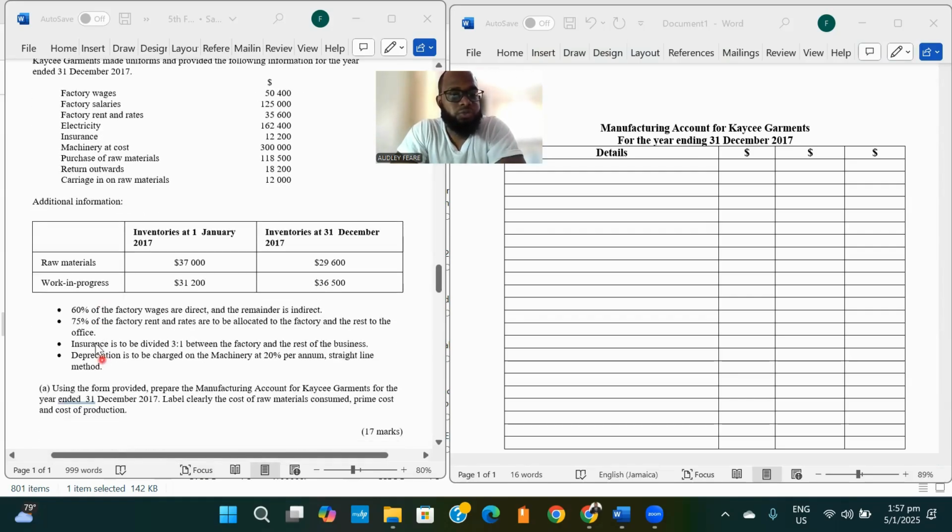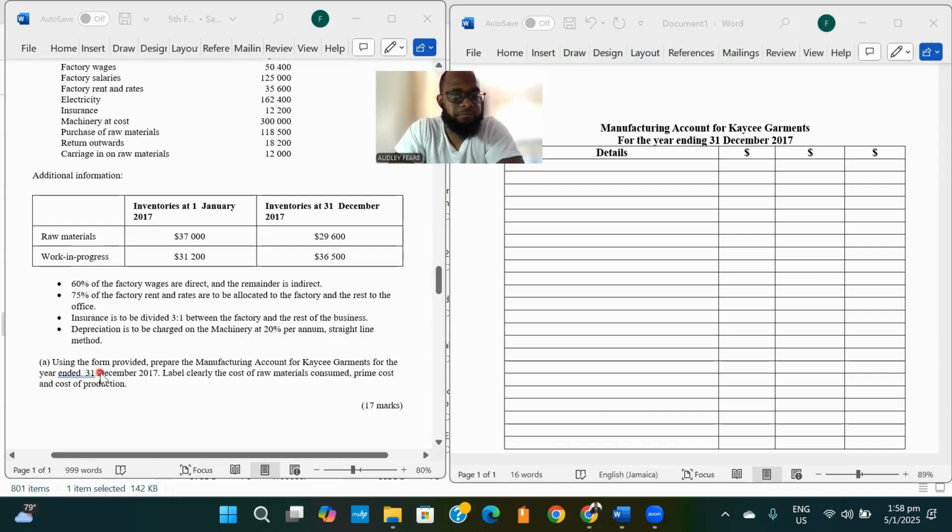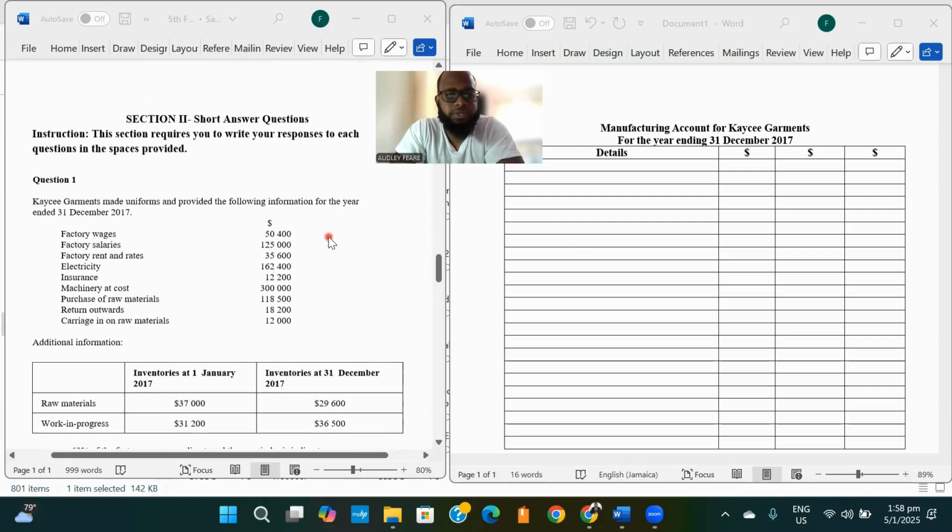All right, so scroll down. It says 60% of the factory wages are direct, and the remainder is indirect. 75% of the factory rent will be allocated to the factory, and the rest to the office. Insurance is divided 3 to 1, and depreciation is to be charged on machinery at 20,000 per annum on the straight line method. You are to prepare the manufacturing account for the business and label clearly the raw materials consumed, prime cost, and cost of production. All right, so let's get to this.